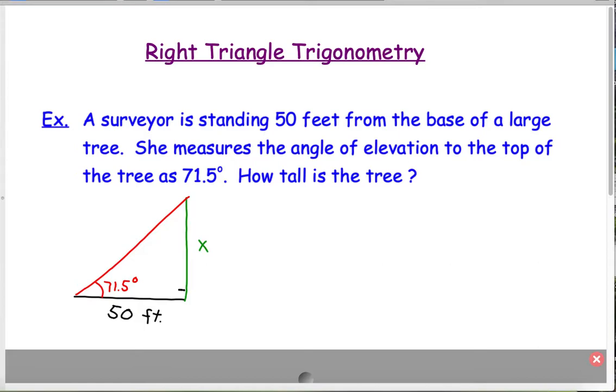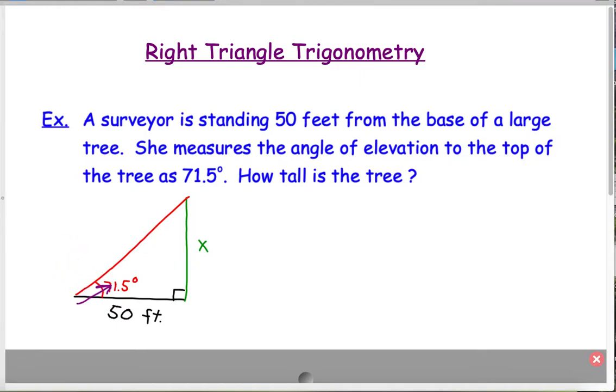And we're going to have to assume that this makes a right triangle, otherwise we wouldn't be able to do this. And so now we have to find out how tall is the tree. So we want to find out x. So looking at this problem, we need to figure out, let me draw an arrow, what do we need to use? Sine or cosine or tangent?